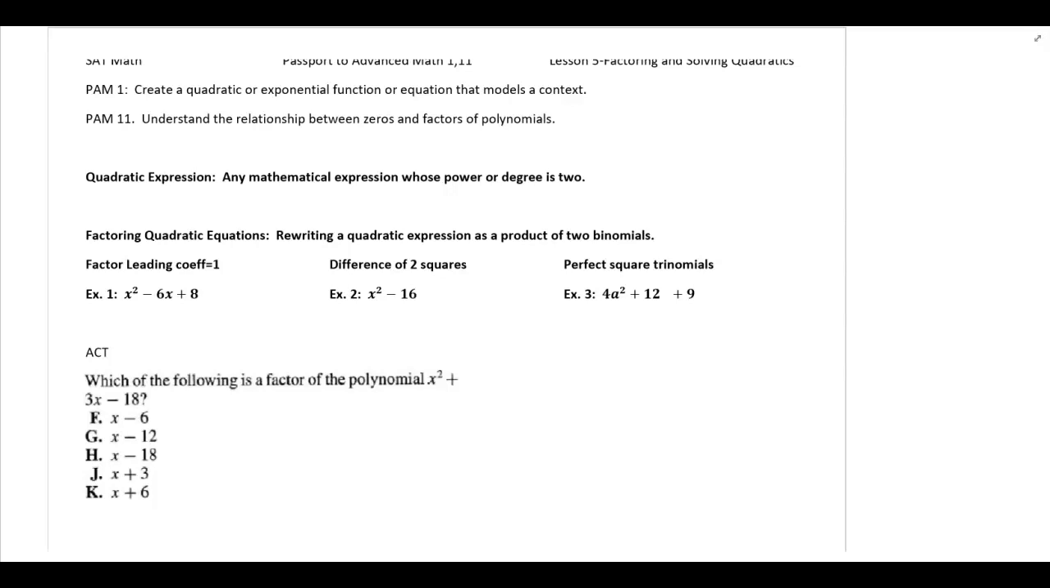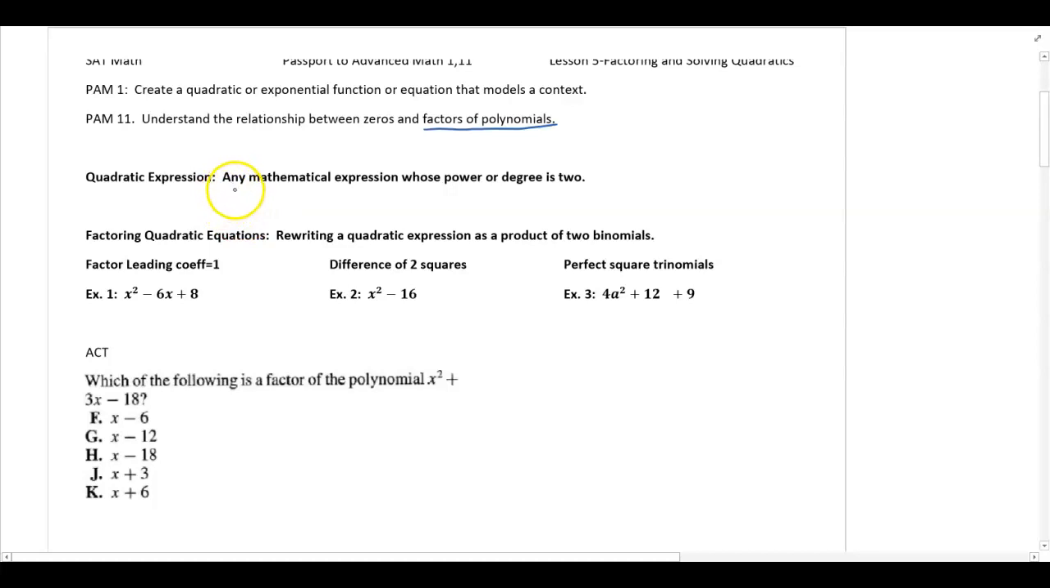All right. So, Passport to Advanced Math, Lesson 5 is all about factoring and kind of leading towards solving quadratics. So, this is standard 1 and 11 where we're creating a quadratic or exponential function or equation that models the context. And then 11, this lesson is more geared towards understanding the relationship between factors of polynomials.